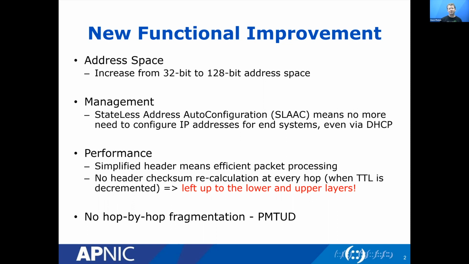And we also don't do hop by hop fragmentation. So in IPv4, we go from one hop to the next, and at each hop, if there is a change in our MTU, that router is then responsible for fragmenting our packets. With V6, we have this thing called path MTU discovery. So we can actually work out what our end-to-end MTU is before we go and send all of our packets.